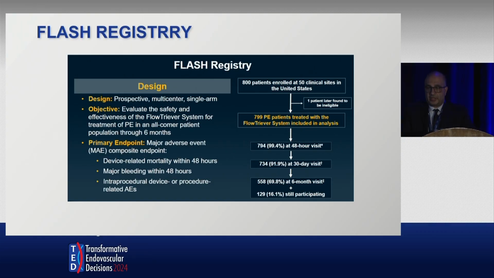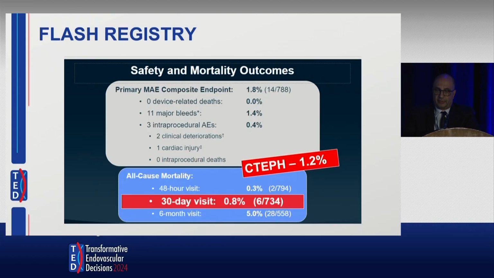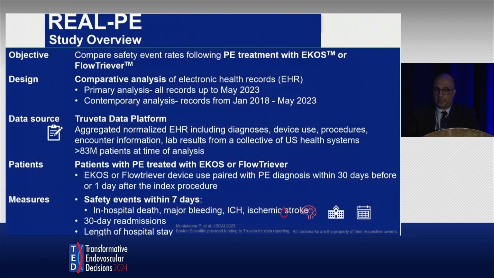The FLASH registry was a prospective multi-center registry, including the FlowTriever. The primary endpoints were device-related mortality, major bleeding within 48 hours, and intra-procedural device or procedure-related adverse events. And all-cause mortality at 48 hours was 0.3%, 30-day visit 0.8%, and 6-month visit was 5%.